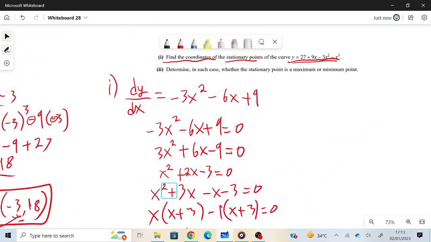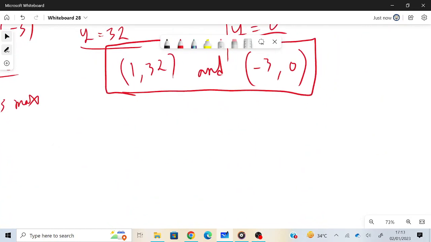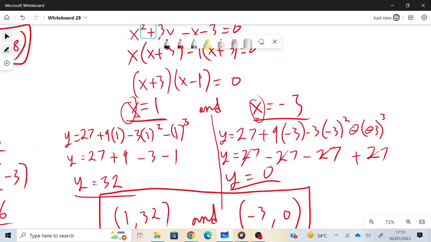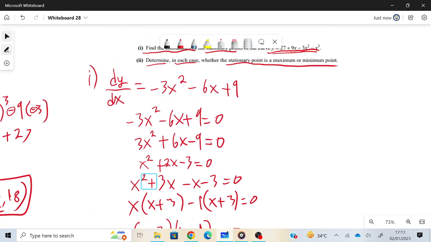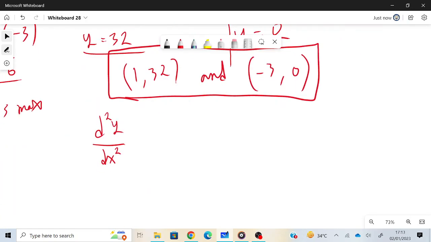And next part of the question says determine in each case whether the stationary point is a maximum or minimum point. So again, for our maximum minimum point, the first thing we need to get is our second derivative, that's d squared y over dx squared. Our dy dx, if I'm not wrong, was minus 3x squared minus 6x plus 9. So d squared y over dx squared should be minus 6x minus 6. That's our d squared y dx squared.